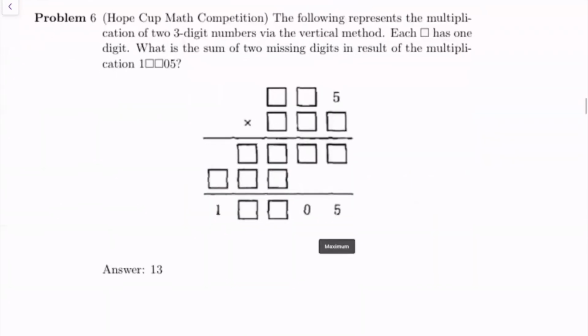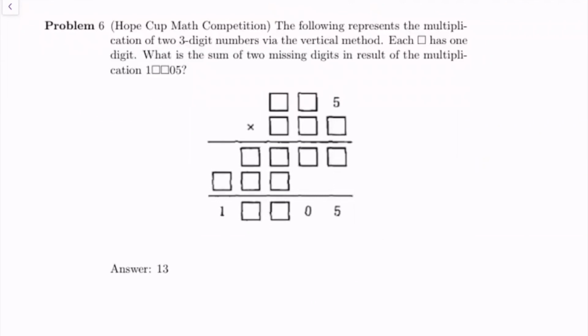Question number 6. This again is a puzzle. Here, what we have is the multiplication of two 3-digit numbers. And the multiplication is calculated using the vertical method. When you observe those things, you can quickly get, okay, this one has to be 5, because 5 goes down to 5. And then this one has to be 0, right?